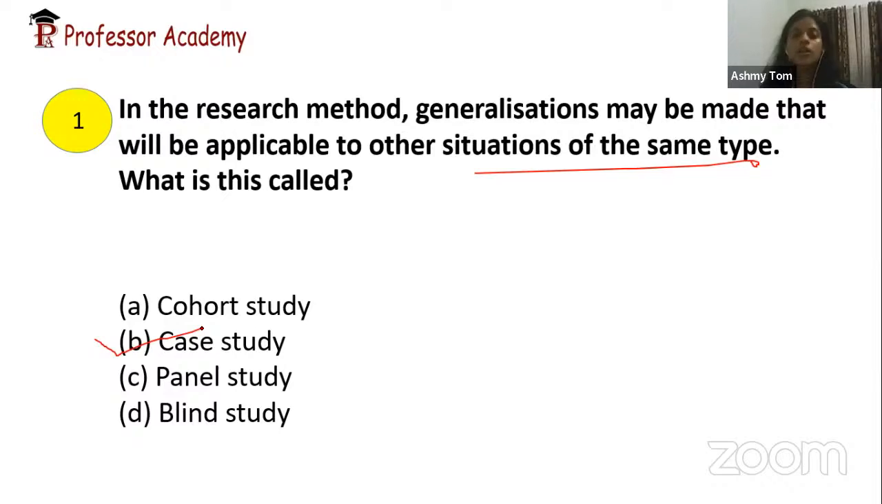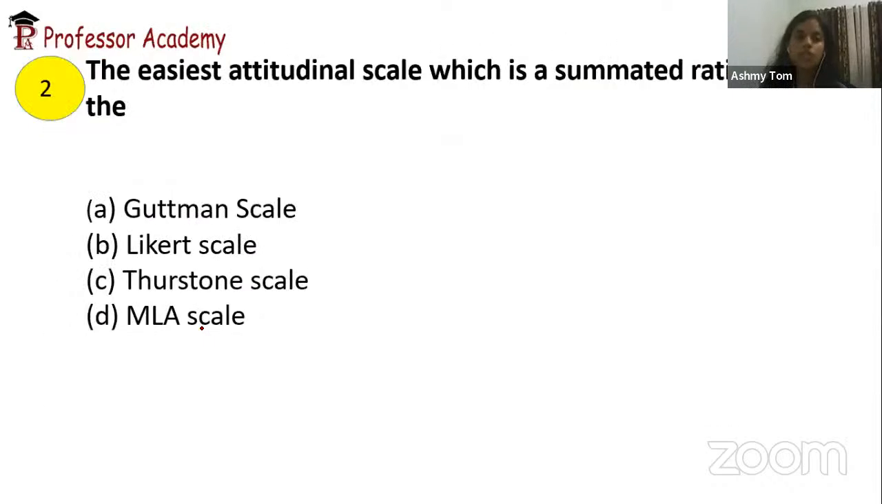Moving on to the second question. The easiest attitudinal scale, which is the summated rating scale. This is a direct question. We know what the summated rating scale is. So A is Guttman scale, then the Likert scale, then Thurstone scale and MLA scale. Out of this, we are very sure that there is nothing called MLA scale existing.